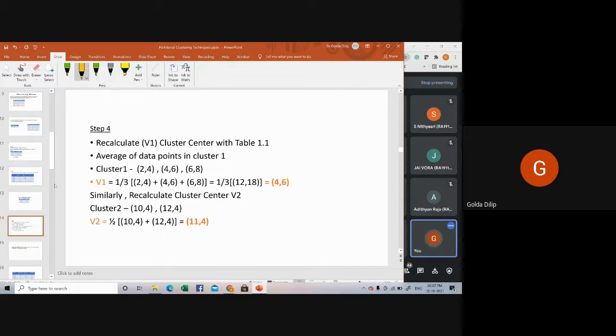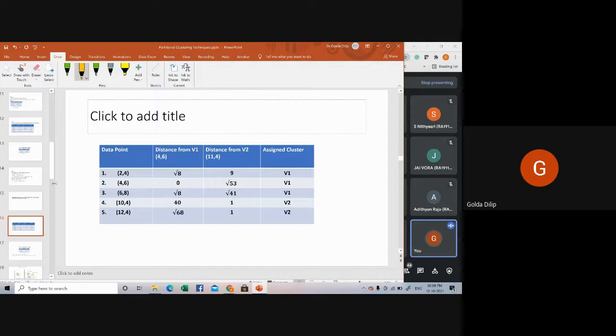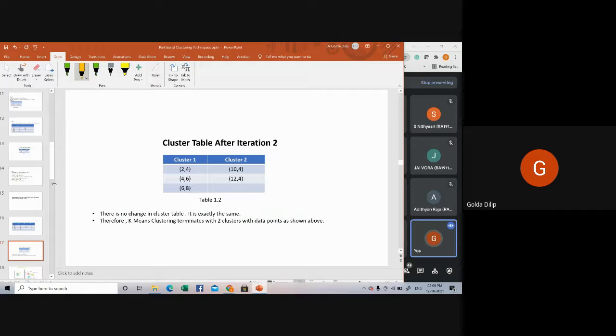Then you recalculated the cluster centers, that is the average of the data points. You had 3 points, so it's 1 by 3 into all these, added up with the value 4, 6. Similarly, you recalculate the cluster center V2; 2 points, that's why 1 by 2. V1 and V2 are now 4, 6 and 11, 4 respectively. You repeat from the previous step till you get the same cluster centers as in the previous iteration. So this is the next assignment, and there's no change. It's exactly the same as the previous iteration.